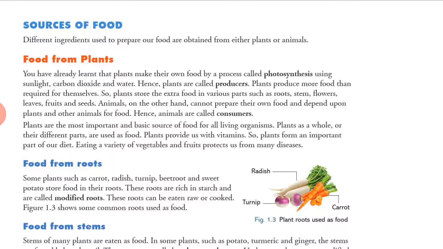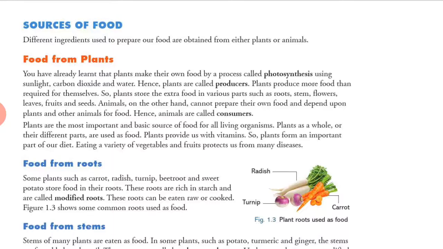Animals, on the other hand, cannot prepare their food and depend upon plants and other animals for food. Hence, animals are called consumers. Animals are called consumers, plants are producers. Human beings are also in the category of consumers.